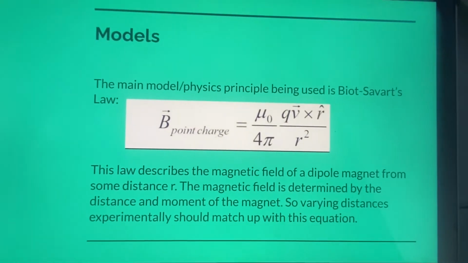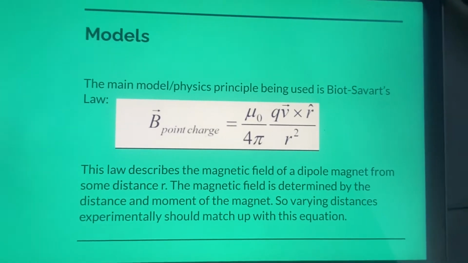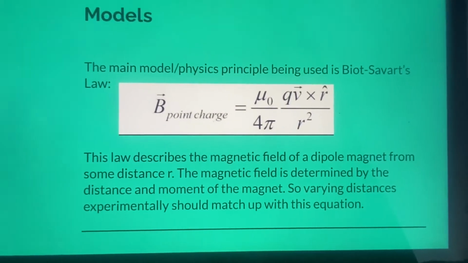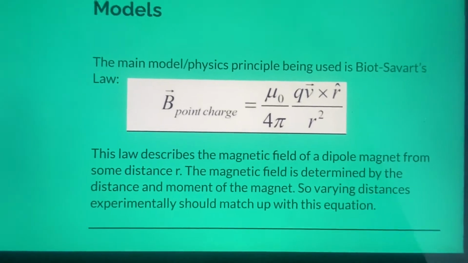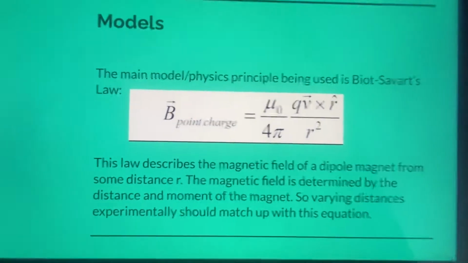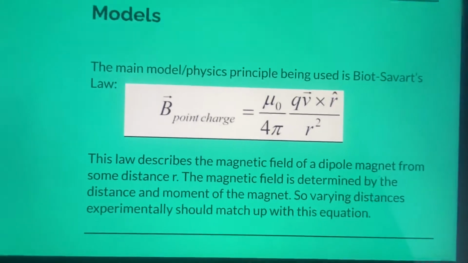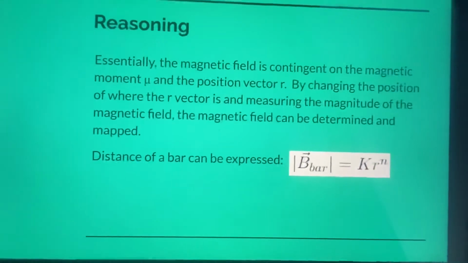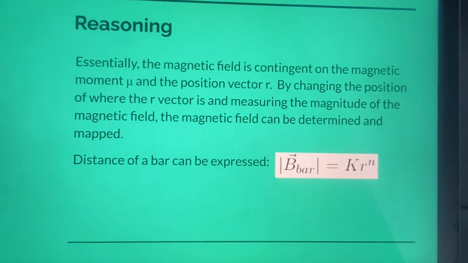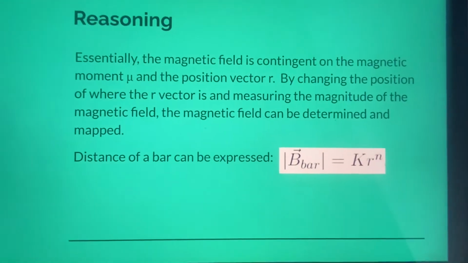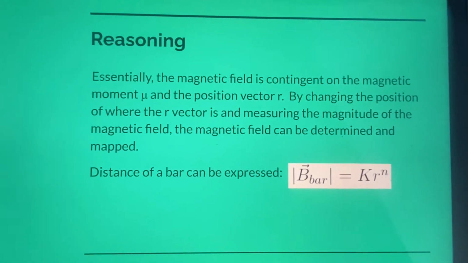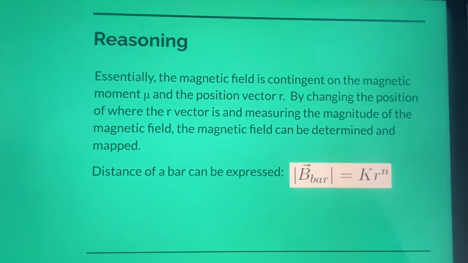The main model that is being used is the Biot-Savart law. This law describes the magnetic field of a dipole magnet from some distance r. The magnetic field is determined by the distance and moment of the magnet, so varying distance experimentally should match up with this equation computationally. Furthermore, by changing the position vector and measuring the magnitude of the magnetic field, the magnetic field can be determined and mapped.